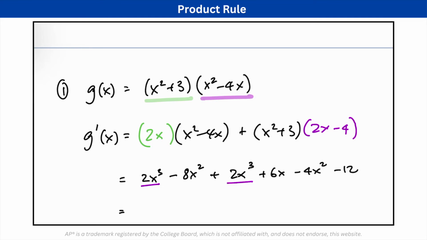All right, so that gives you a total of 4x cubed, okay? And then minus 12x squared plus 6x minus 12. And if you can produce something like this, I would say we're very happy, and you can just leave it like this.